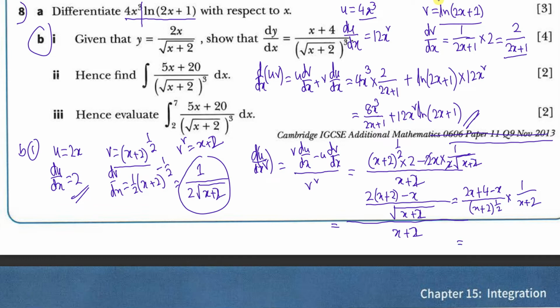So our final answer is, you can cut out x and x plus 4, so it is x plus 4 divided by x plus 2 to the power 3 by 2 we got from here. This is our value. Yeah, it is the same. So we can write here SHOWN.